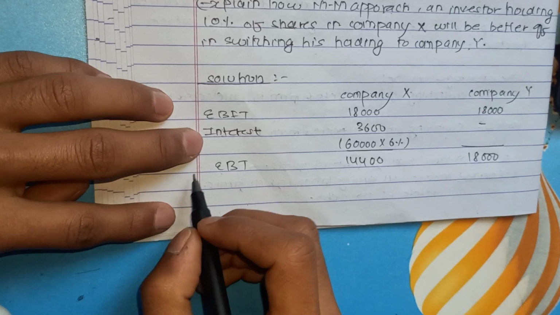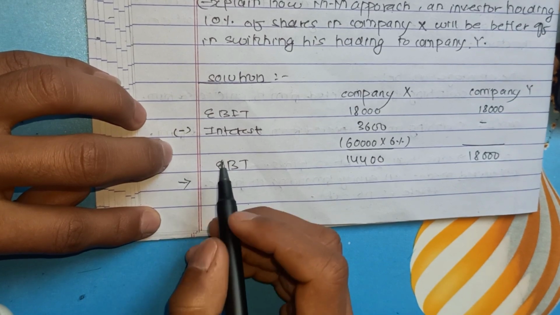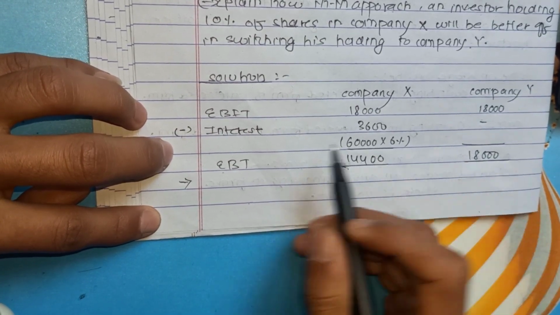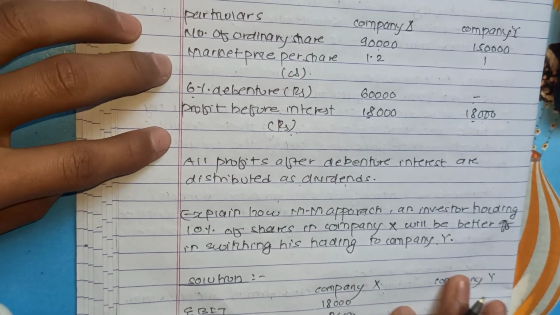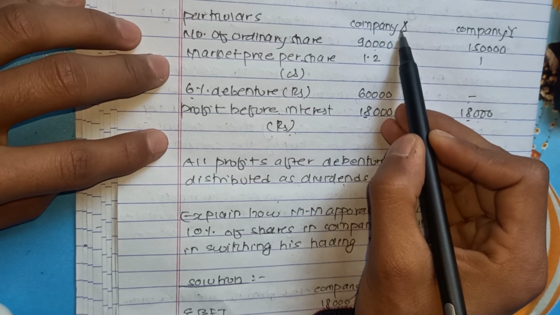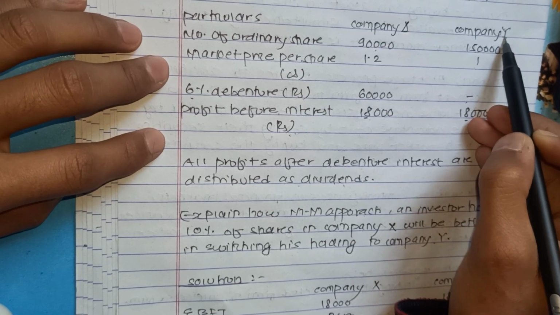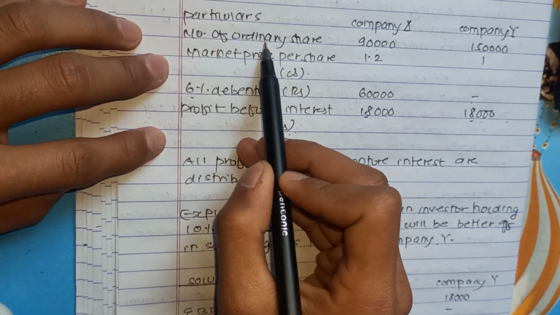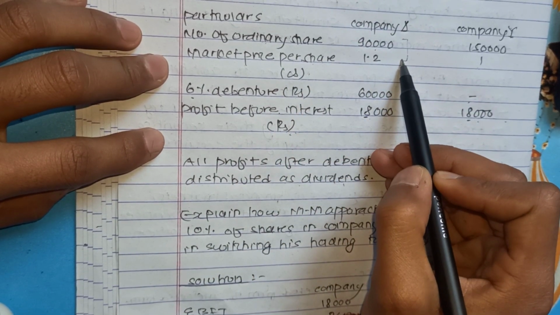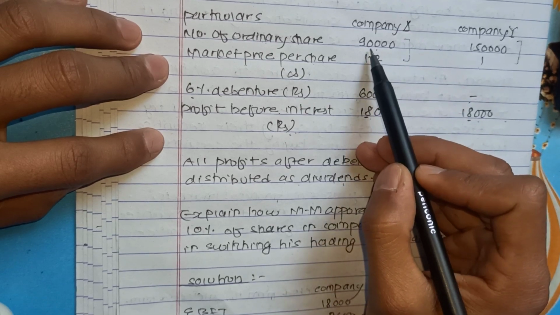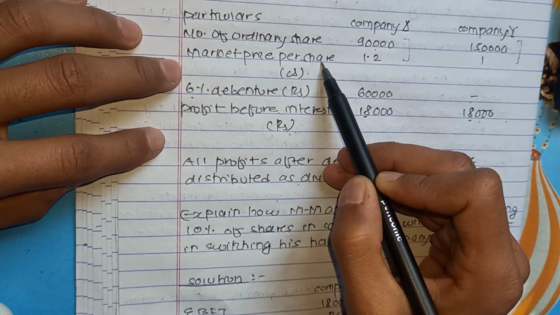Now we have the value of equity in company X and the value of equity in company Y. There is the number of ordinary shares and the market price per share. Then the value of equity in both companies means number of ordinary shares into market price per share, which comes to the value of equity.